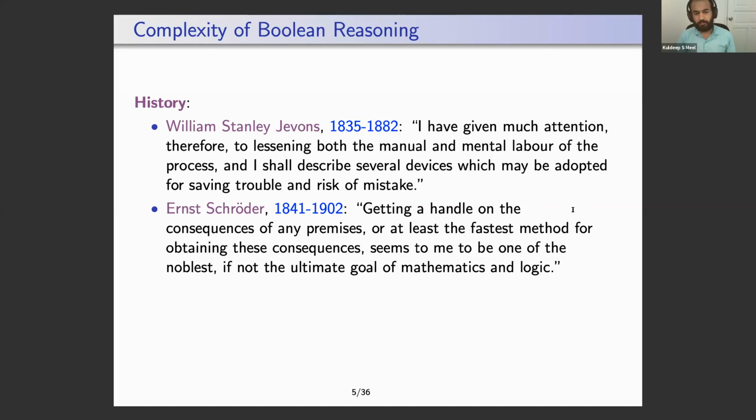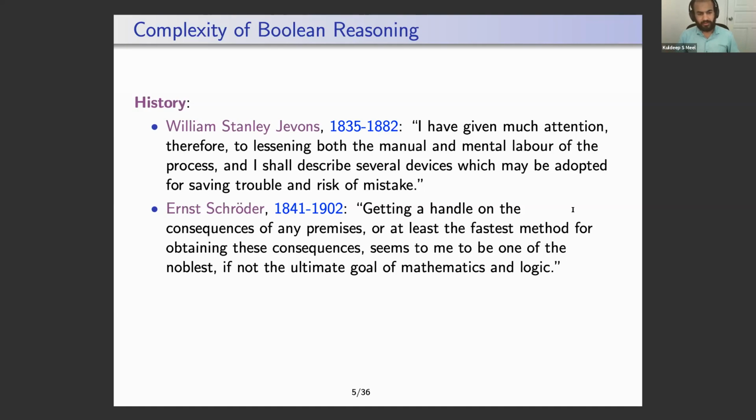And Schroeder, who is typically credited as the father of modern mathematical logic, goes on to claim that finding the fastest method, an algorithm for this Boolean satisfiability, would be the ultimate goal of mathematics and logic. This is quite a tall order if you think about it: you are in the 19th century, and this seems to be the ultimate goal of mathematics and logic.